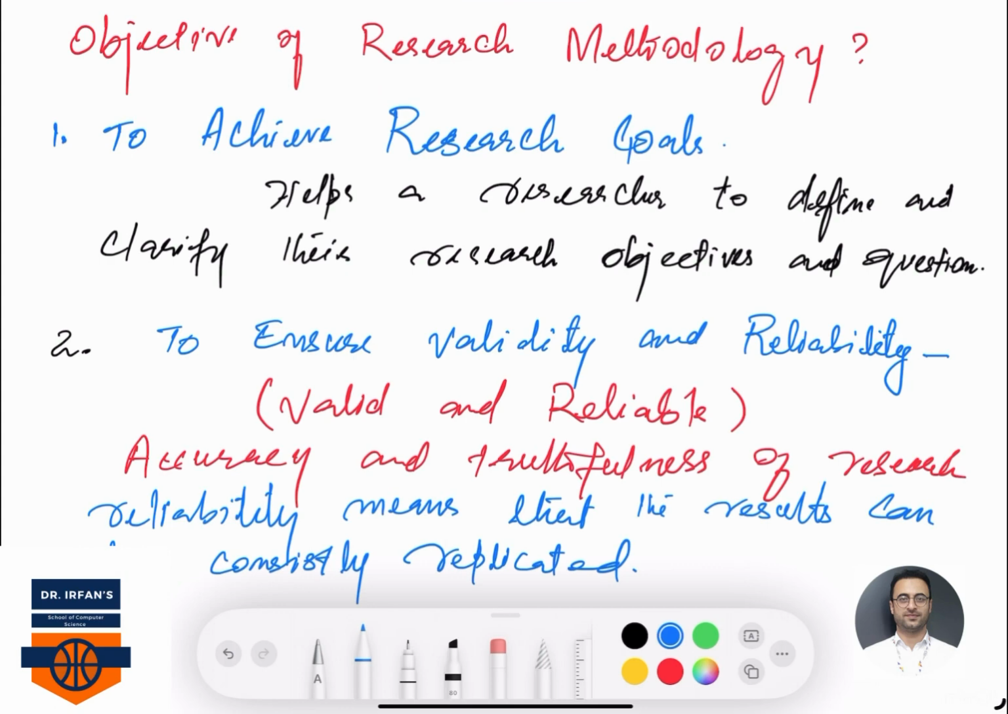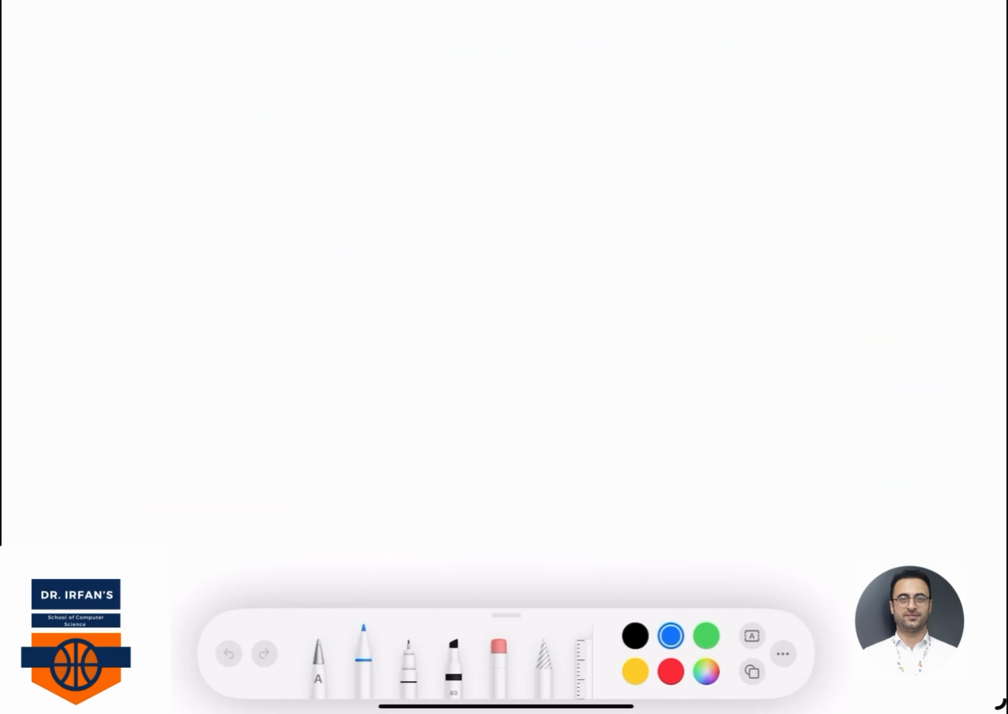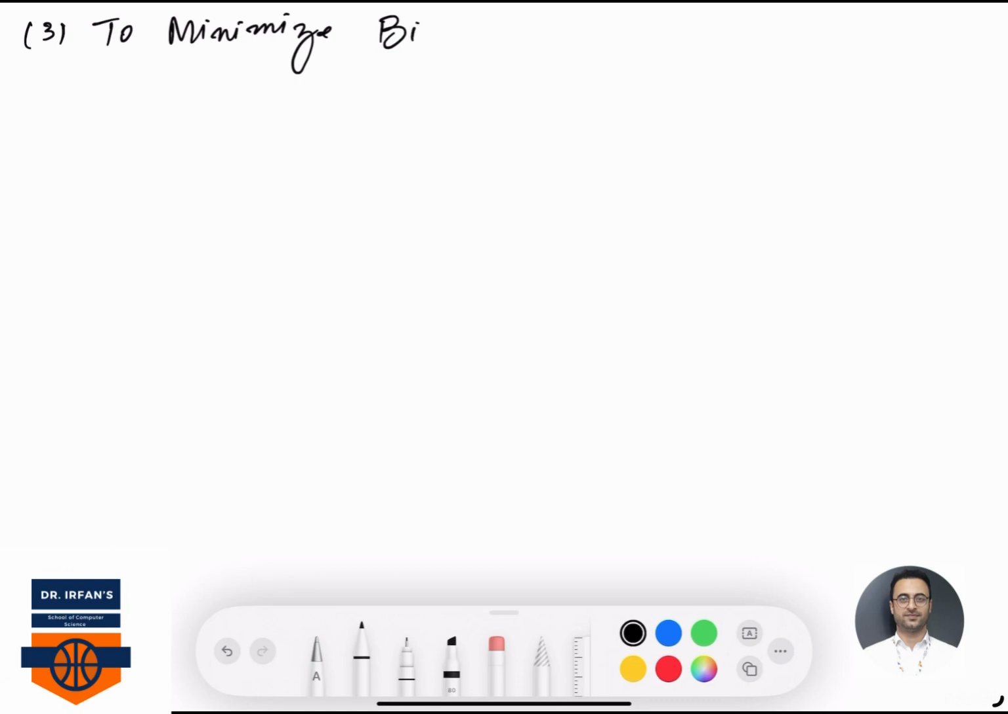Then the third objective of the research is to minimize bias. A researcher must not be biased at all. A researcher must do research unbiased: unbiased people, unbiased collection of data, and unbiased results. Correct? That is one of the objectives of research methodology.